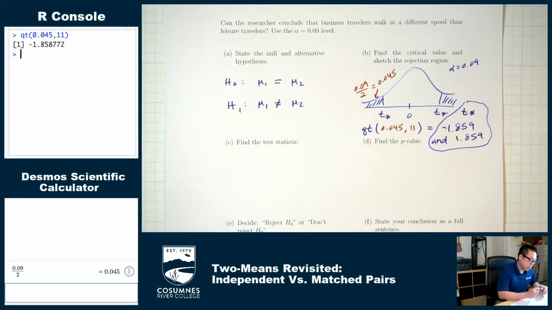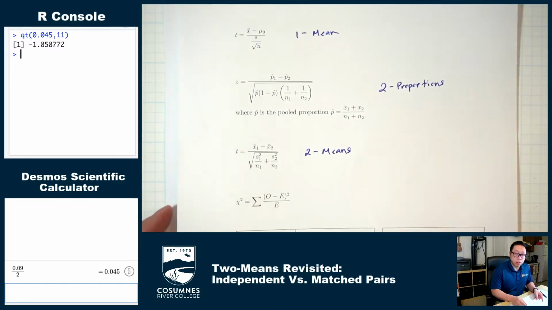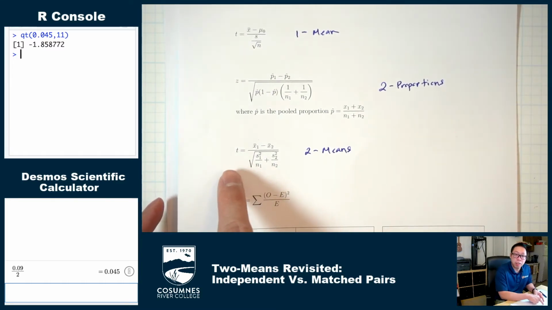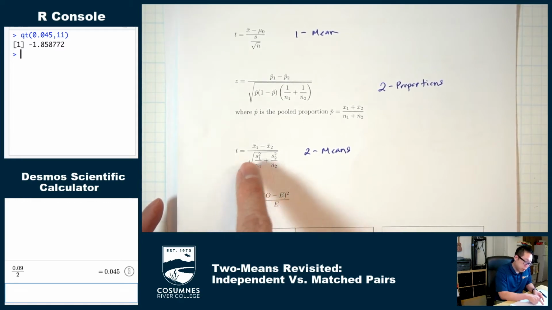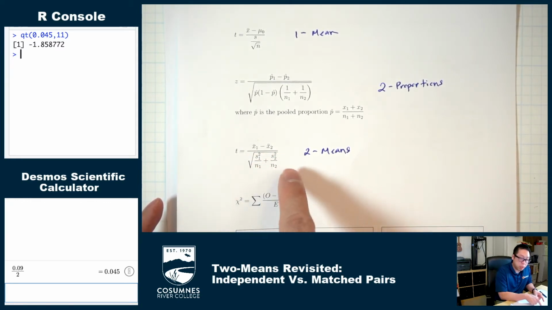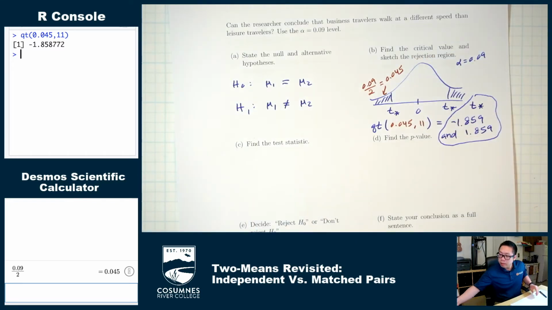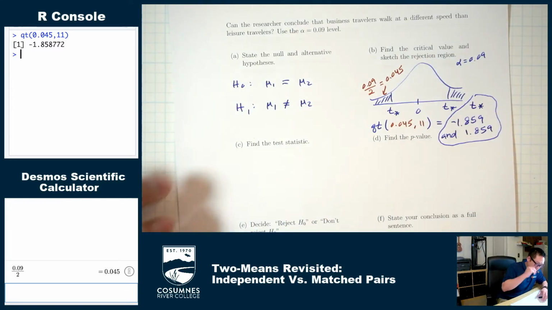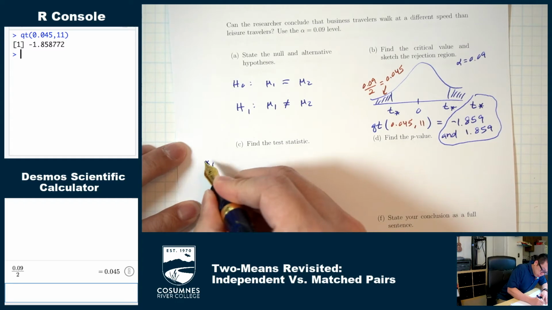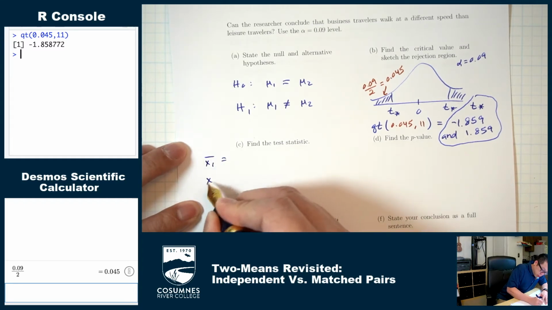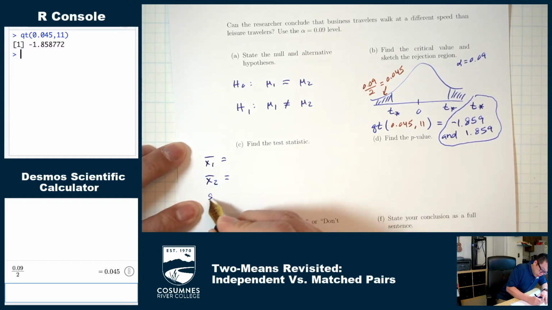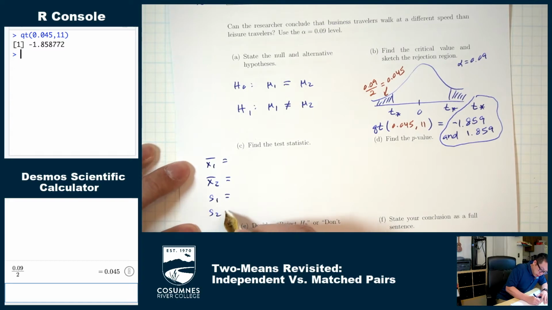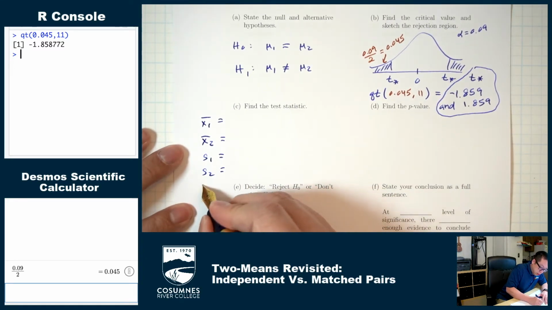Part C, find the test statistic. So this refers to the formulas on the front page. We're in the two mean situation, so I'm using this T formula. This formula has a x1 bar, x2 bar, S1, S2, N1, N2. So I need to find an x1 bar, x2 bar, S1, S2, N1, N2.